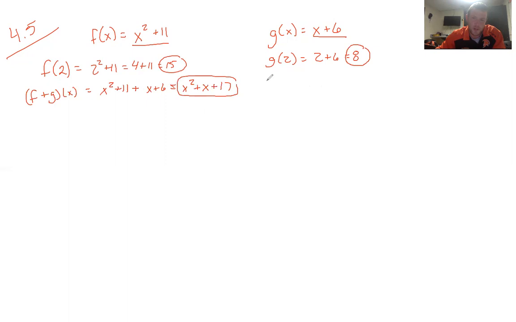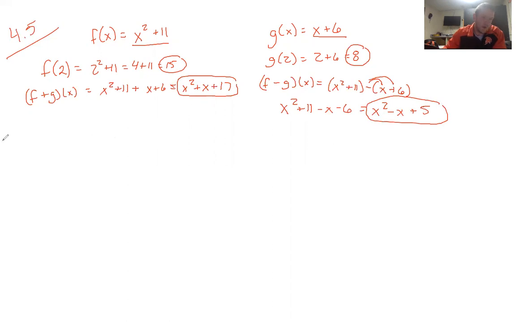The next one is f minus g of x. Again, you take this function and you subtract this one. Now I'm going to put parentheses around that, because what a lot of people screw up is they forget to distribute the minus sign. So I'm going to have to distribute it to both. So this would be x squared plus 11 minus x minus 6. Now simplify. So that'd be x squared minus x plus 5.